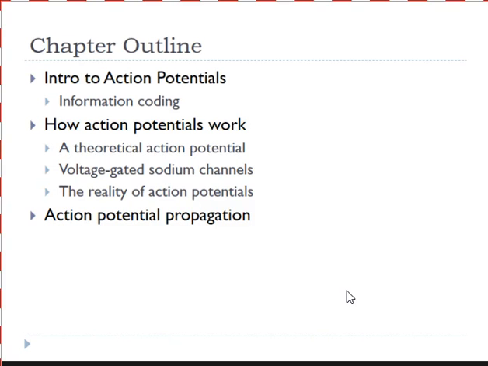In this chapter, we have a general introduction to action potentials, just so we have a feel for how we think the information is coded within them. But then most of the chapter is going to be focused on understanding in molecular level mechanistic detail what exactly is happening during an action potential, so how exactly it is that they work. So we'll go through a theoretical action potential and then talk about this key structure called a voltage-gated sodium channel that's responsible for them, and then add in some additional details about what happens in real life, not just this theoretical one, with action potentials and how they work.